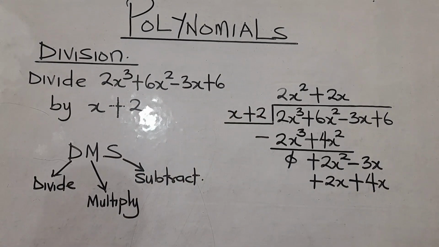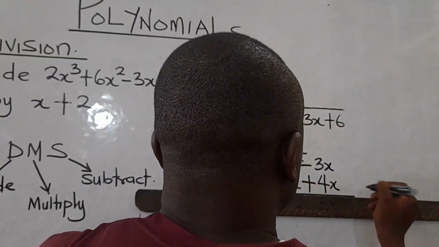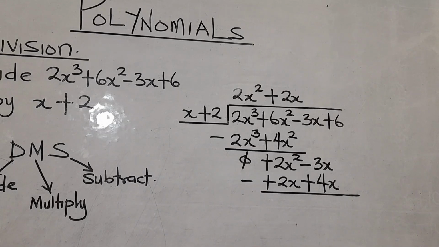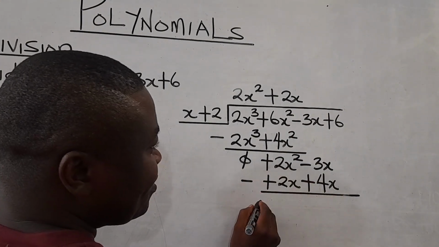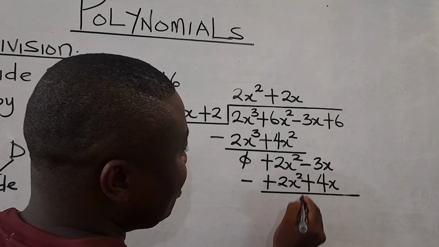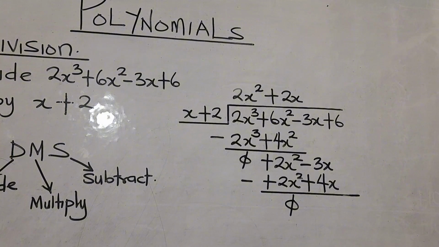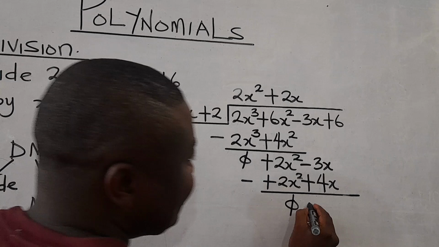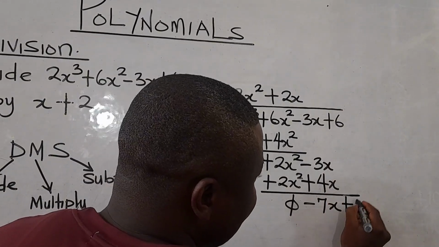Then you rule and subtract. Remember, minus 3x comes down here. So 2x squared minus 2x squared, sorry, is 0. Minus 3x minus 4x is minus 7x. You bring the plus 6 down.